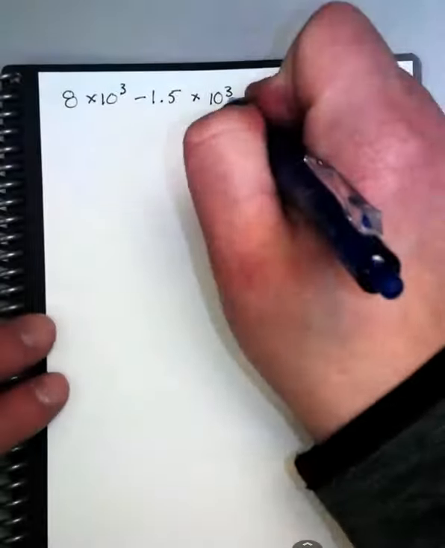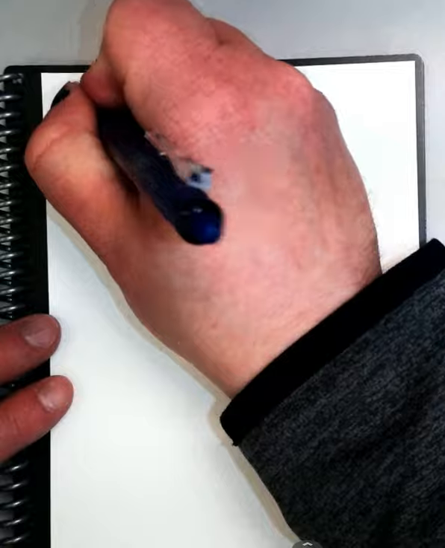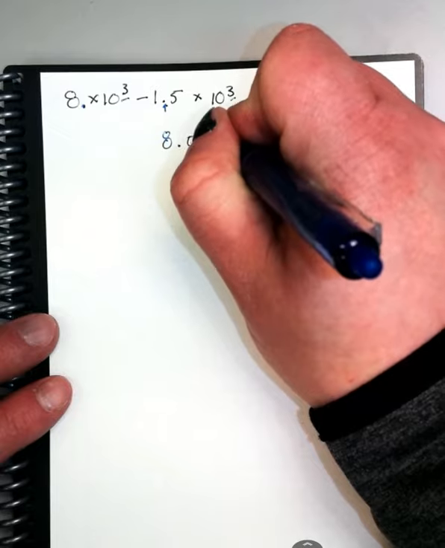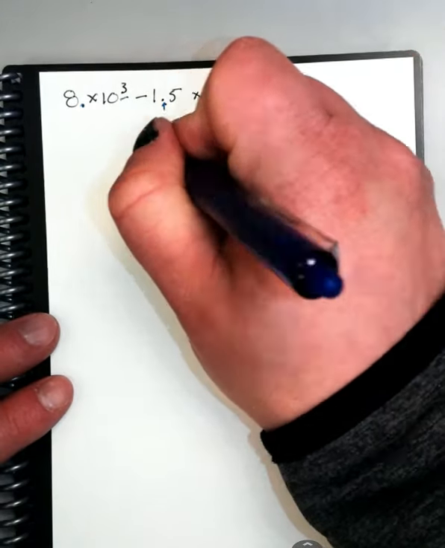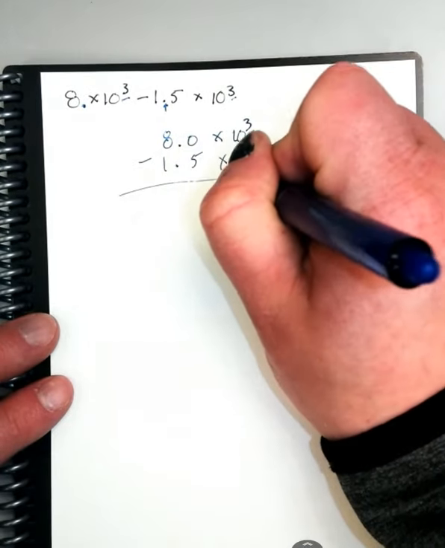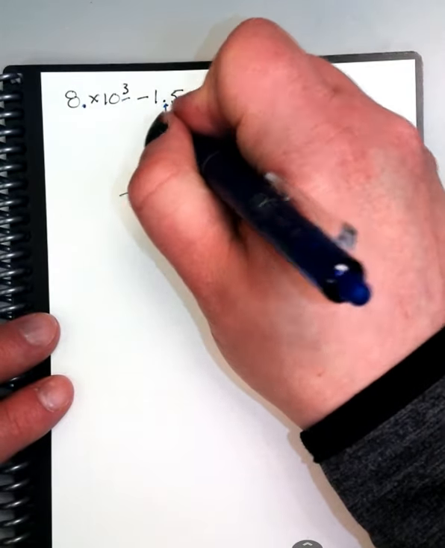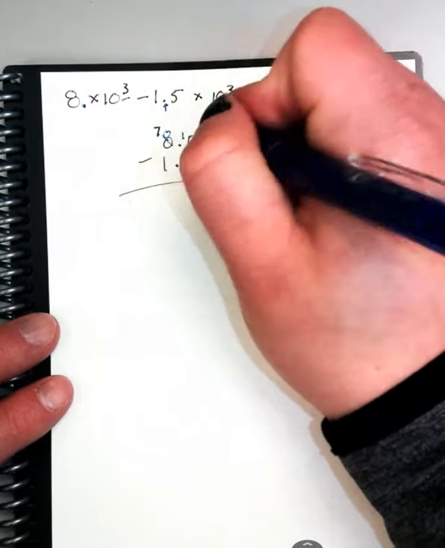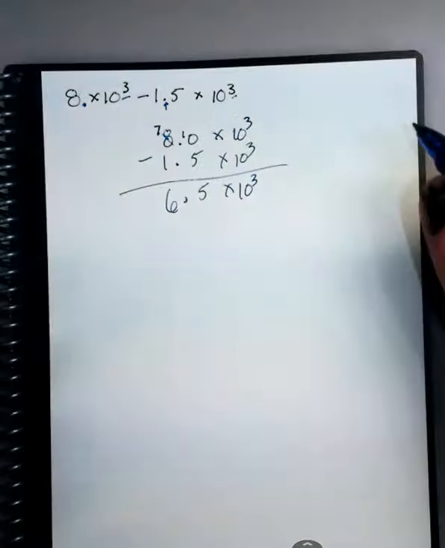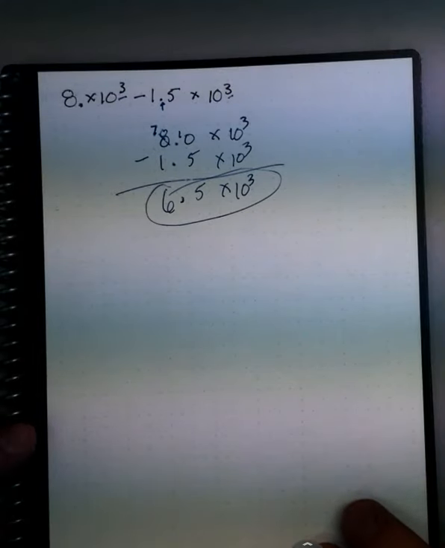Welcome back. Because the powers are the same, this decimal point here is going to line up with this decimal point here. 8.0 times 10 to the third minus 1.5 times 10 to the third. We get to bring 10 to the third down right away. I can't take 5 away from 0, so I'm going to borrow from the 8 to make 7. 10 minus 5 is 5. Decimal point. 7 minus 1 is 6. My final answer, 6.5 times 10 to the third.